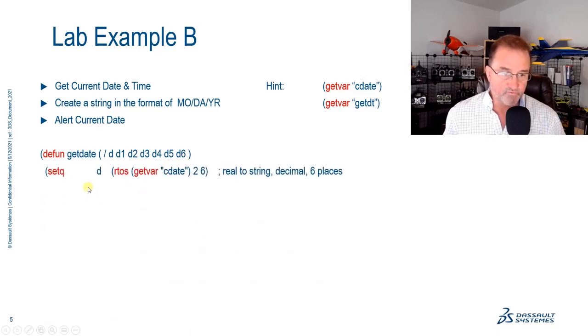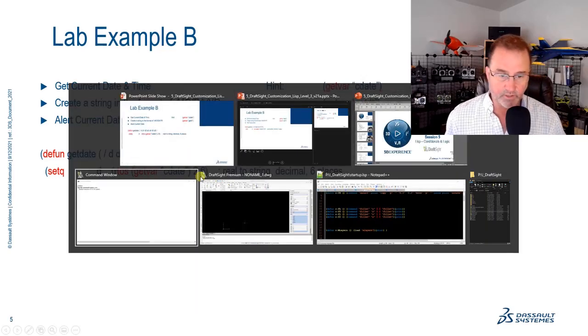So let's start with the first one. I'm going to again use the setQ function, and we'll set D to get this current date, and then we're going to convert it from a real number to a string, and we're going to do a decimal format of 6 places. Actually, why don't we just bounce over to DraftSight? I do want to show you that.